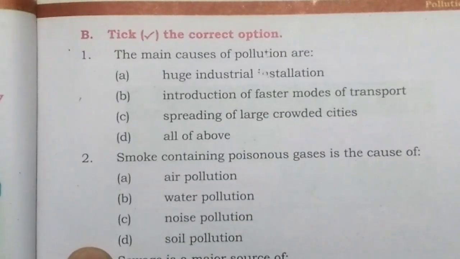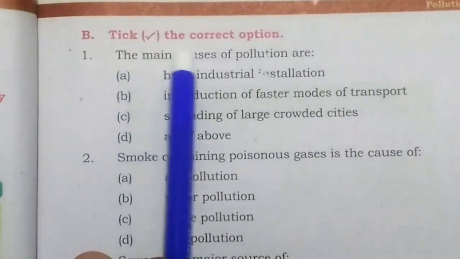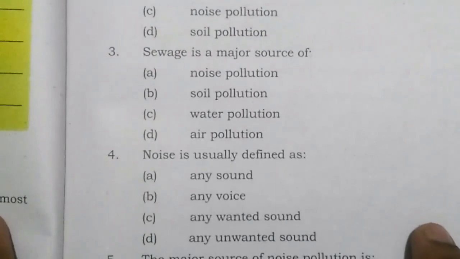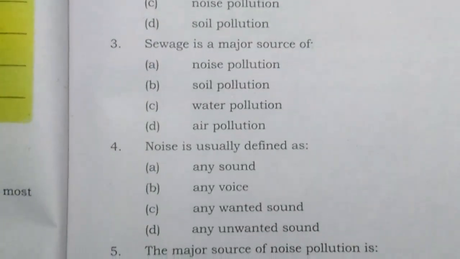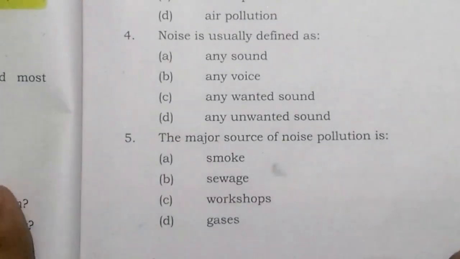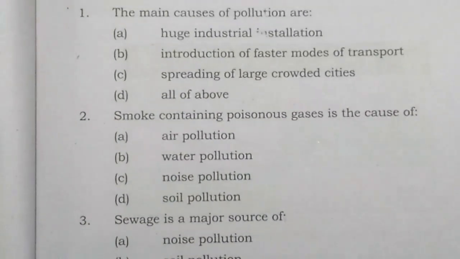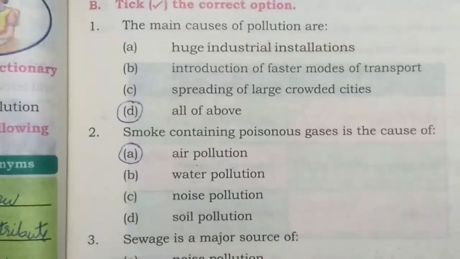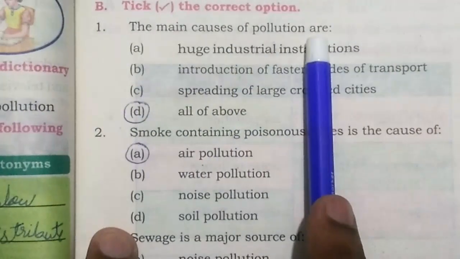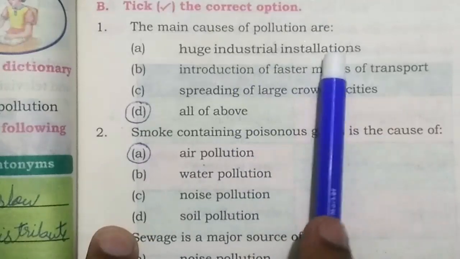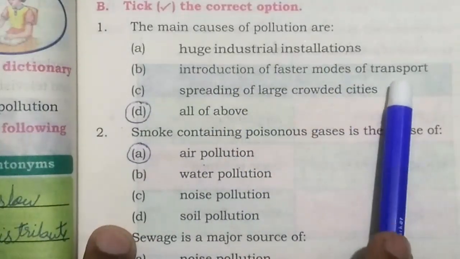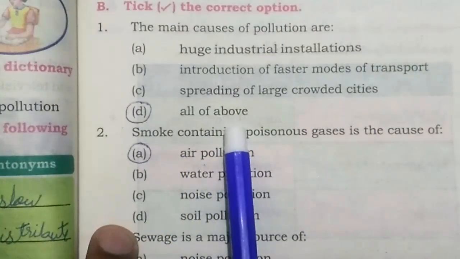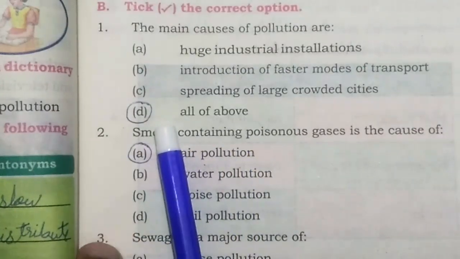Students, now you will solve activity B. Tick the correct option. There are 5 statements for which you are going to find the correct answer. Find the correct answer, then I will give you the feedback. The main causes of pollution are huge industrial installations, introduction of faster modes of transport, spreading of large crowded cities, and option D is all of the above. D is the correct option.